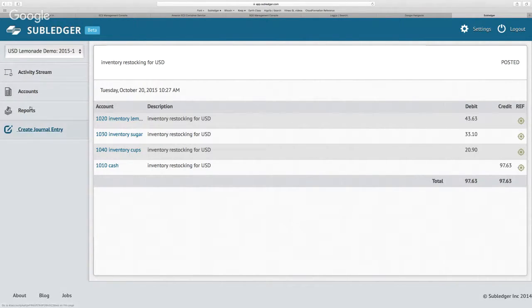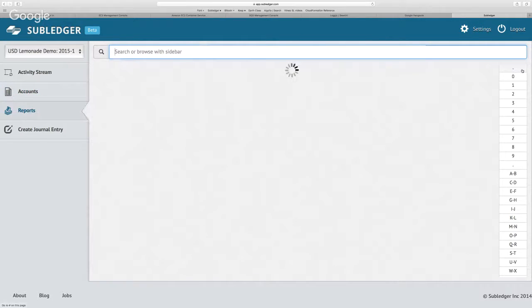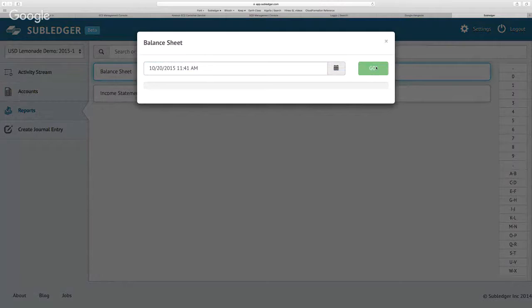Just simple double entry accounting. Reporting section, right now, you can print a balance sheet for this moment in time.